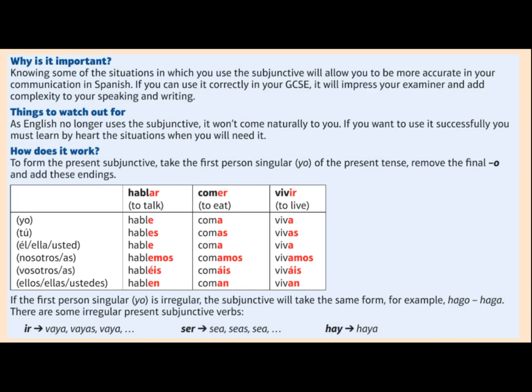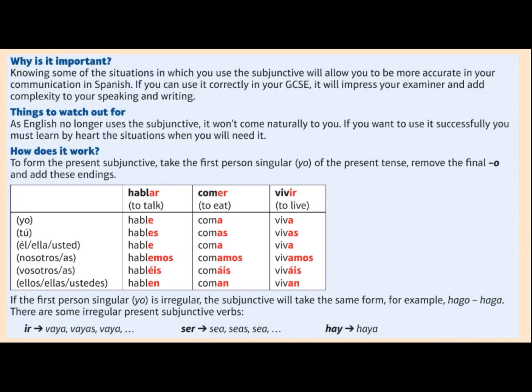Same thing for ER verbs. For ER verbs, like comer, you take off the ER. Then if you want to say I eat, it's como, isn't it, normally? You remove the O and you add a: coma, comas, coma, comamos, comáis, coman. So a, as, a, amos, áis, an. For IR verbs, it's exactly the same as ER verbs, which is nice and easy to remember.